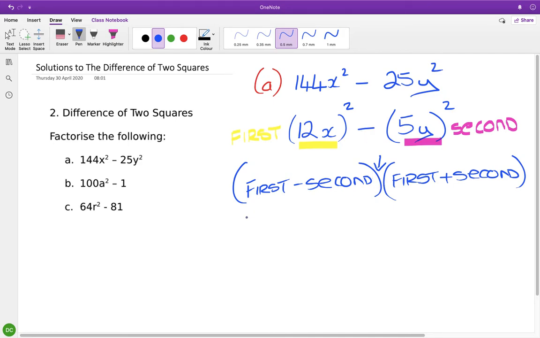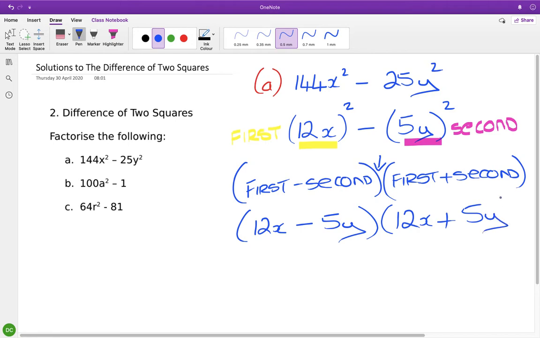Okay, so literally you write the first one minus the second one, the first one plus the second one. There should never be any squares in this final line. If you look at it, we have a 12x squared, which means we have two 12x's. There's one of them, there's the other one. That's your squared. So you shouldn't have a squared down here, because if you have a squared down here, then it wouldn't multiply out to give you a square.